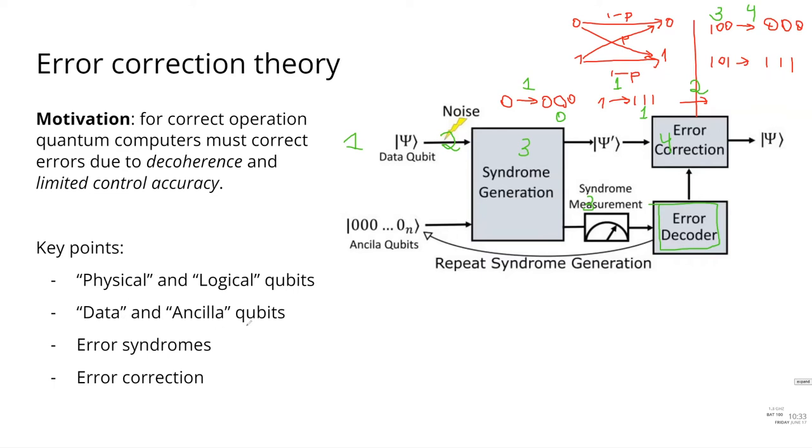Then there are the data and ancilla qubits. The data qubits are the qubits that have the state in them, the one that we want to protect. And ancilla qubits are the ones that are used for syndrome generation. And then we have error syndromes and error correction steps. The syndromes are those measurements that we get from the syndrome generation step.